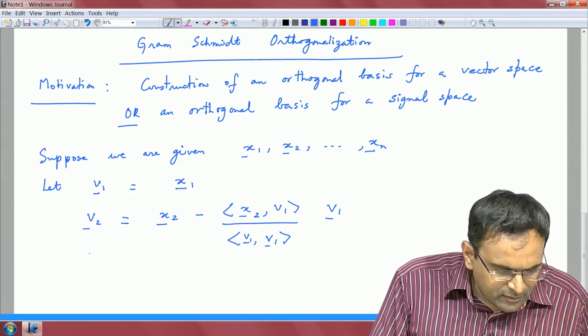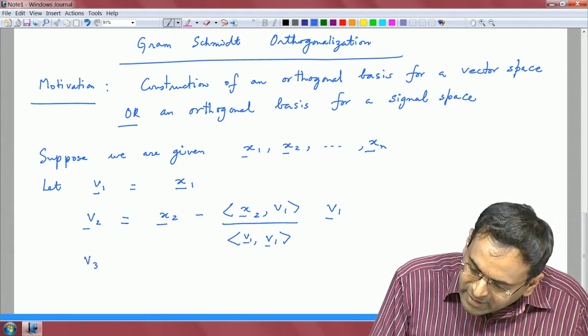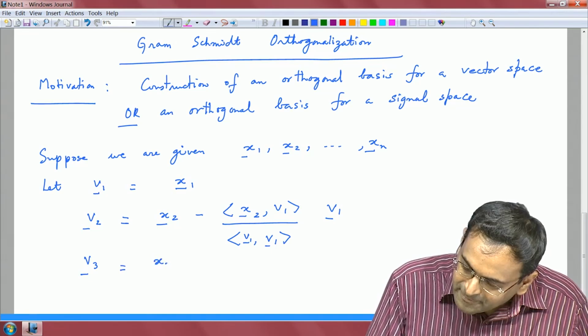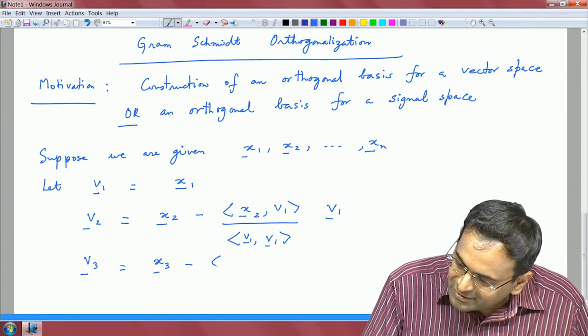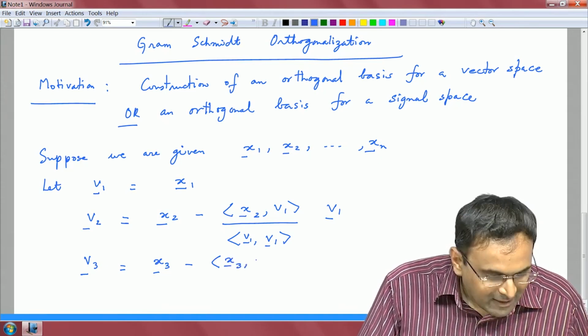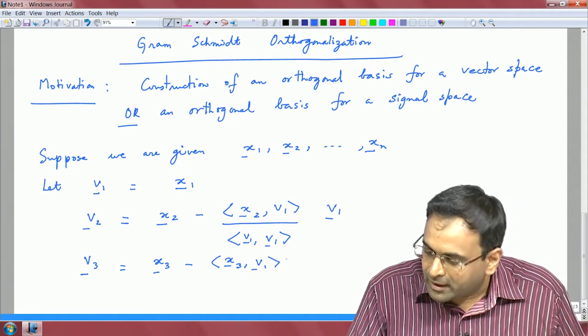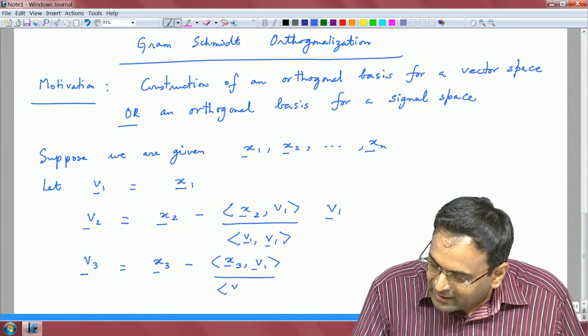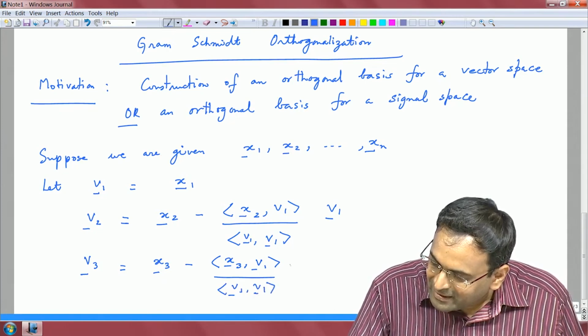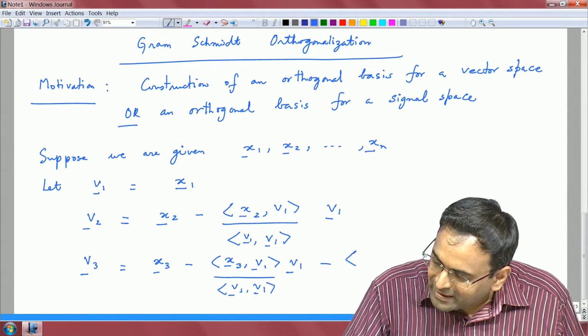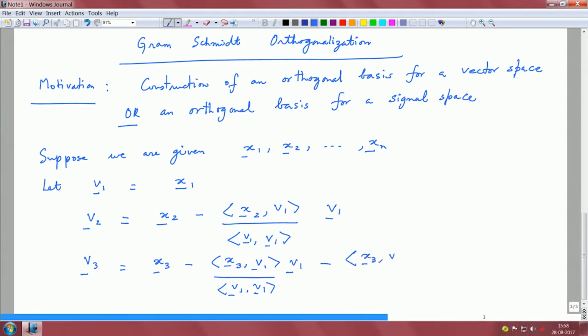Then I go with V3, this is x3 minus, take the inner product of x3 with V1 and remove that component, then take x3 with V2, normalize it, remove this in the direction of V2, and so on.